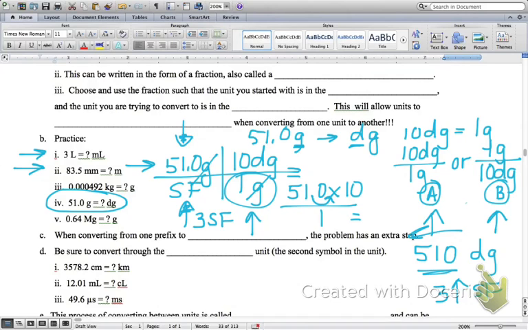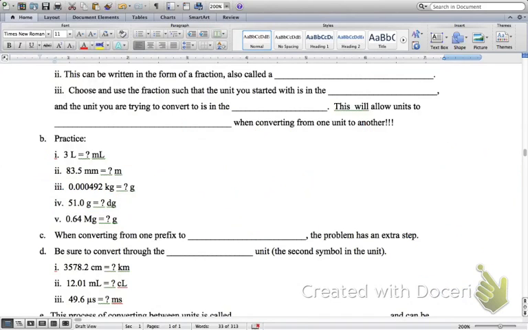All right, got to make sure that, whoops, my screen just disappeared. Okay, sorry about that.